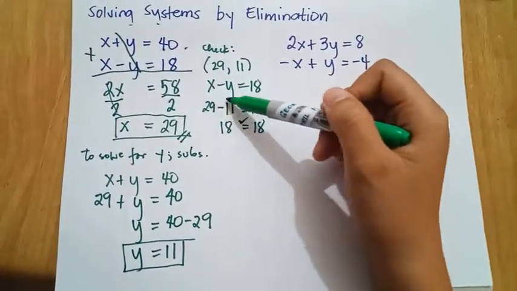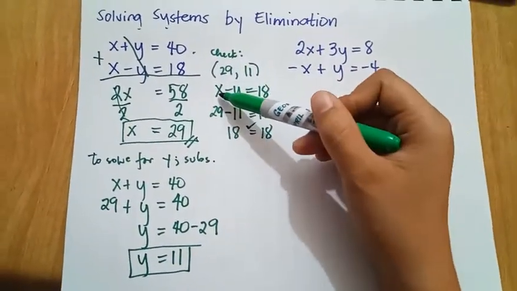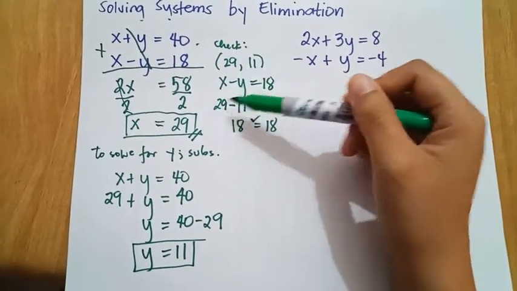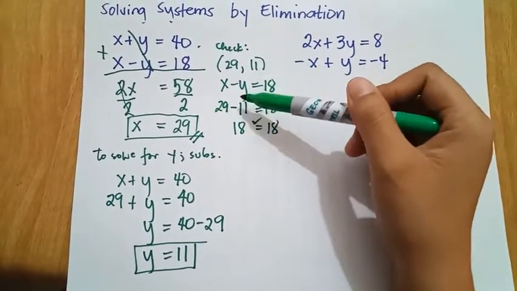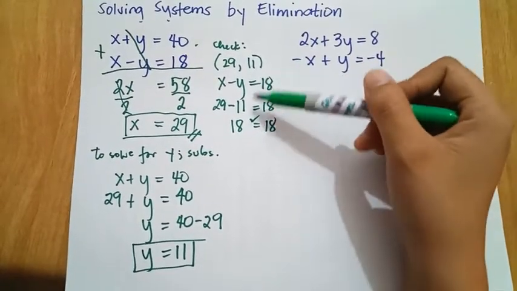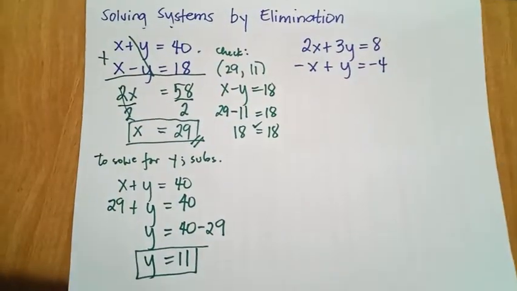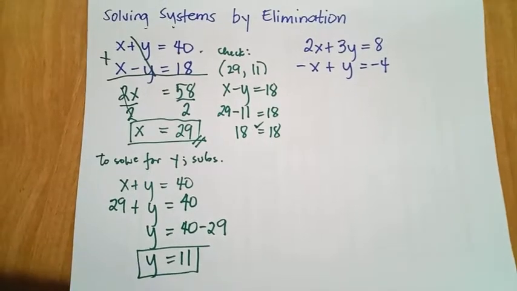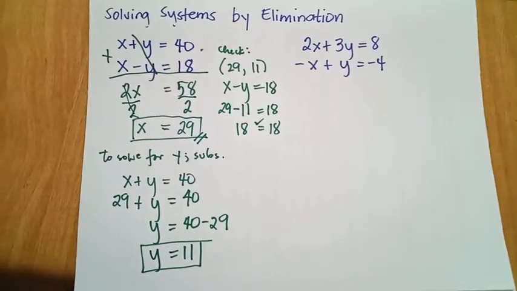So in checking, just substitute your answers to the other equation. So we have x minus y equals 18. X will become 29. Y will become 11. So 29 minus 11 is 18, which is also equal to 18. So kapag nag-equal yung left and right side, ibig sabihin tama yung ating sagot.